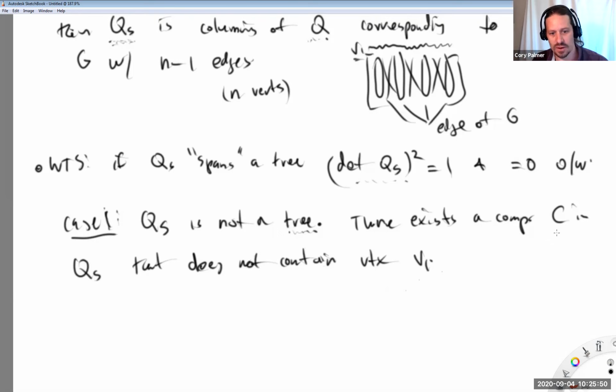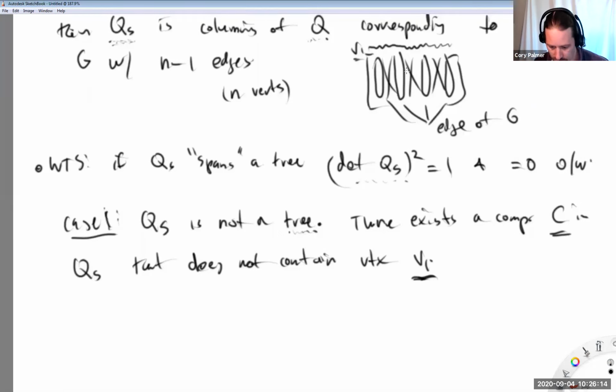So that means that there is indeed a component that's not adjacent to vertex V1. V1 is in a component with something, and there's some other component. So just think of it that way. And I chose V1 specifically because V1 is the vertex that we threw away when we computed Q, so it doesn't exist in the matrix Q. It exists in the graph, Q of S.